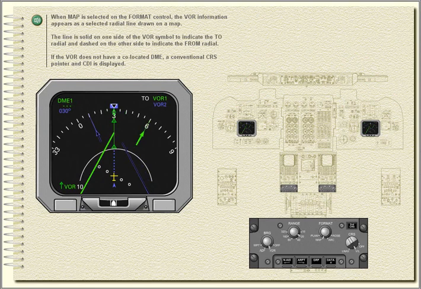If the VOR does not have a co-located DME, a conventional course pointer and CDI is displayed.